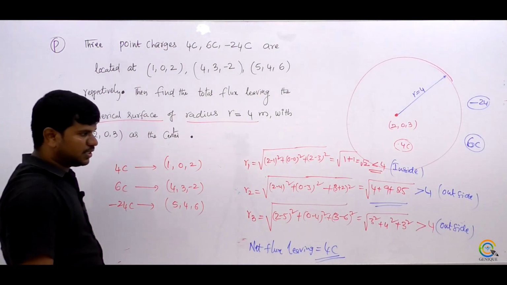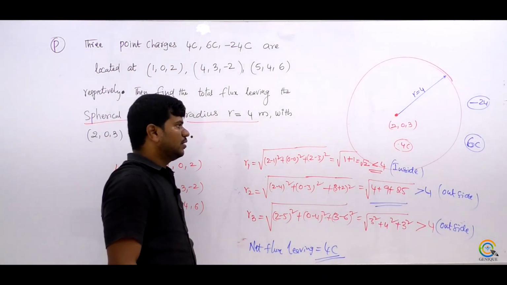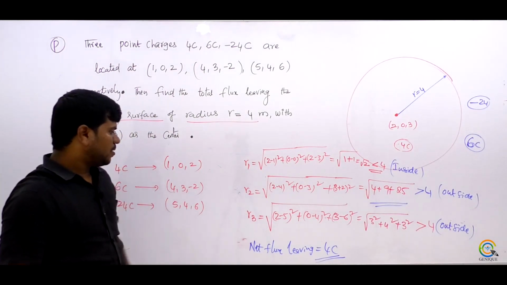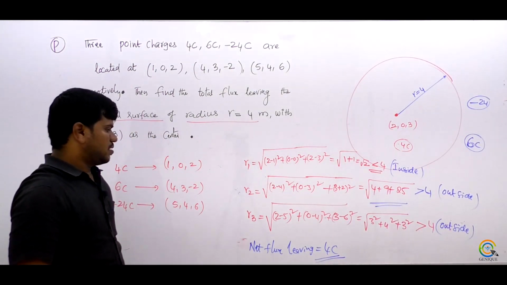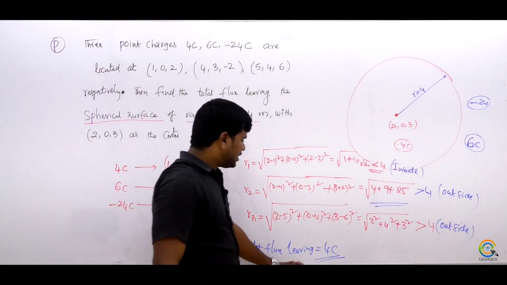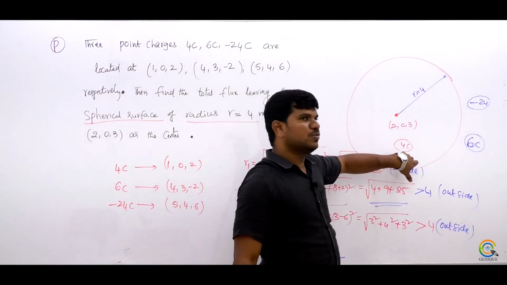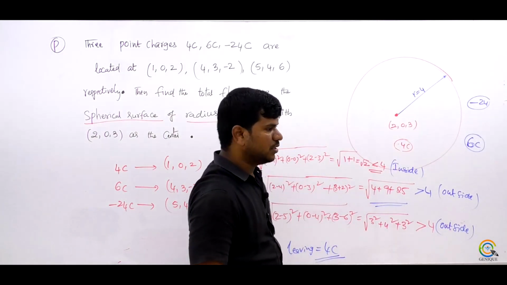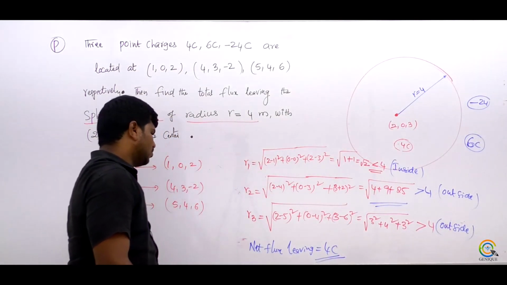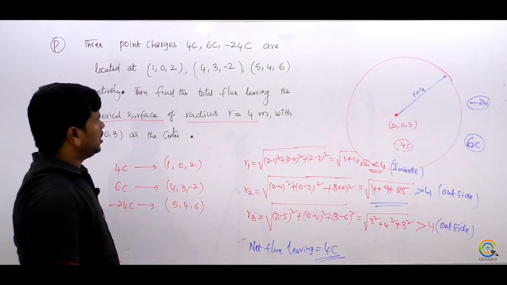I hope this is clear. So the net total flux leaving is equal to 4 coulombs. Only this 4 coulombs is present inside the given sphere. So this is the answer.